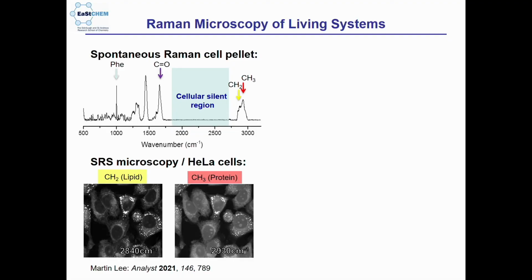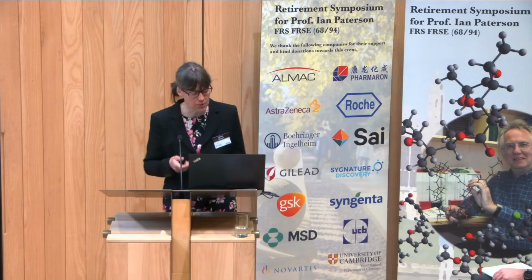In blue, shaded in blue, is what we call the cell silent region. So there are no cellular signals in that region. Between 1800 and 2800, not surprisingly, there's nothing in there. Quite a nice region to target as a chemist because you get very good signal to noise ratio if you have a signal in there. You can see familiar stretching frequencies, carbonyl, but also I've highlighted CH2 and CH3.